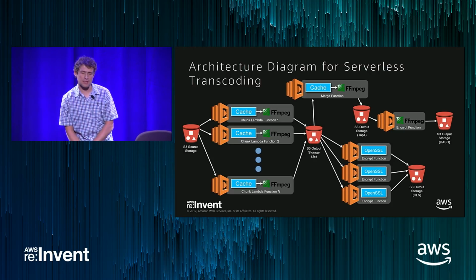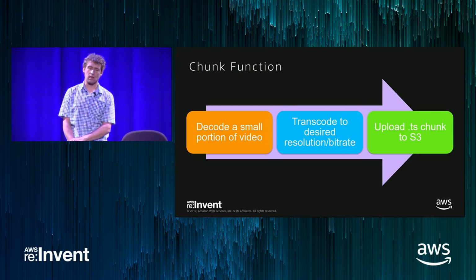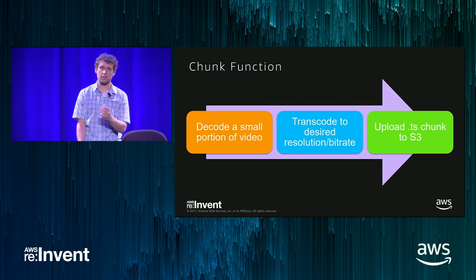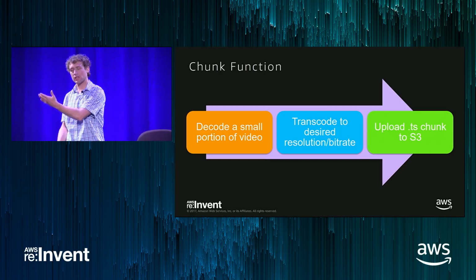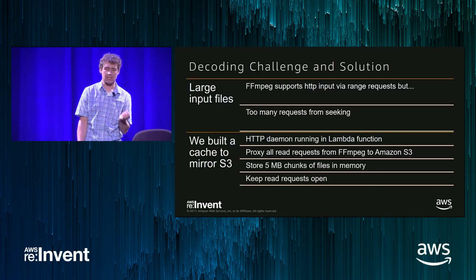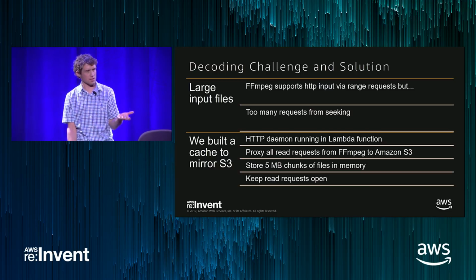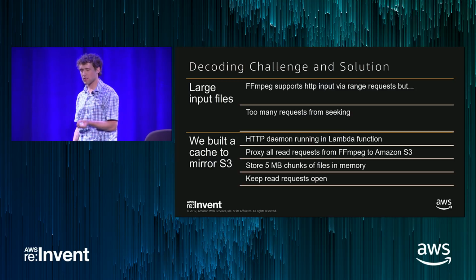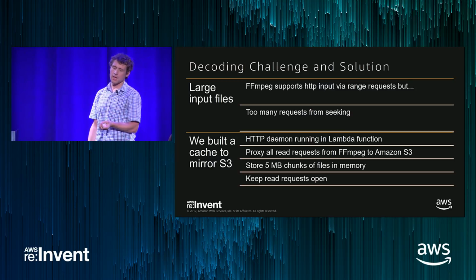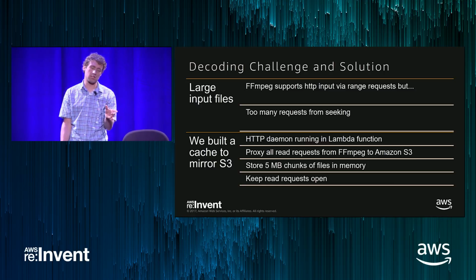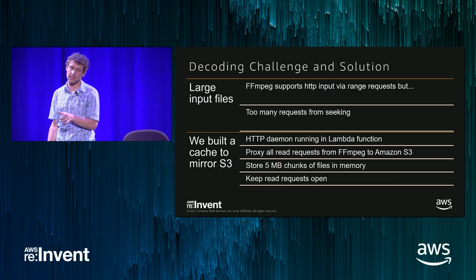So let's dive in a bit to our map step. This is what I'll call the chunk function, because we produce a TS chunk from it. What we must do here is decode a small portion of the input file, transcode it to the desired bit rate, and then upload that chunk to S3. The challenge here is actually decoding that small chunk, because, as I mentioned before, we have large input files, and we don't want to have to download the whole thing. Now, ffmpeg does most of the work here for us, because they support an HTTP input, so via HTTP range requests, they'll only ask for the small bit of the file they need to process.